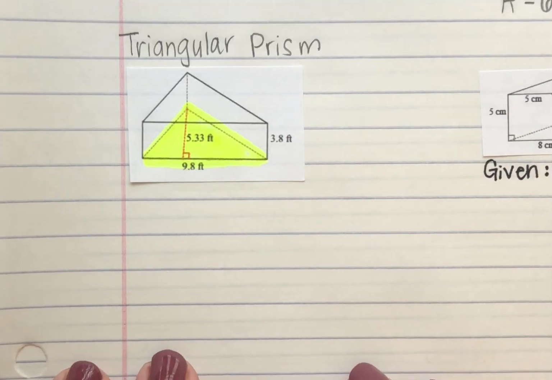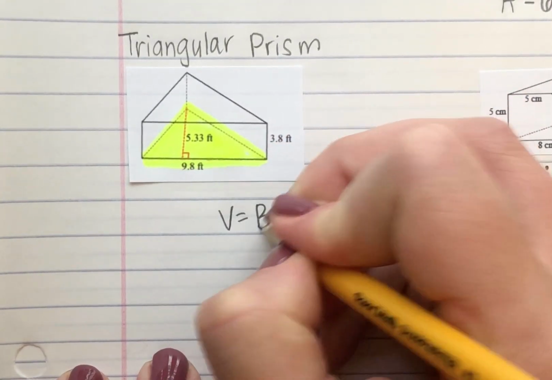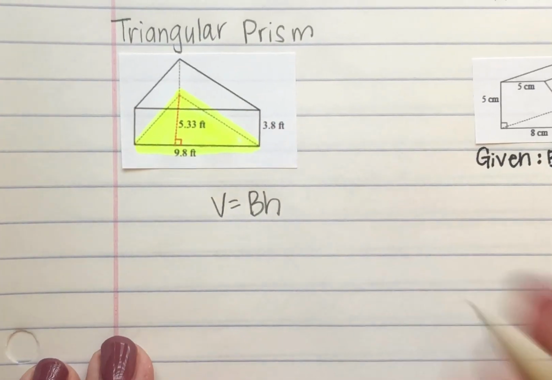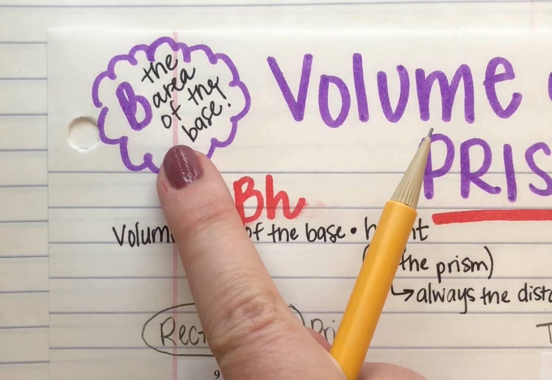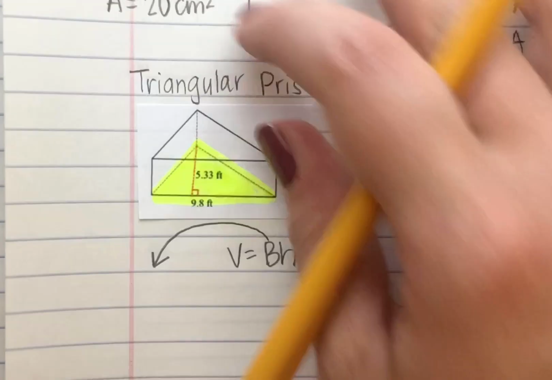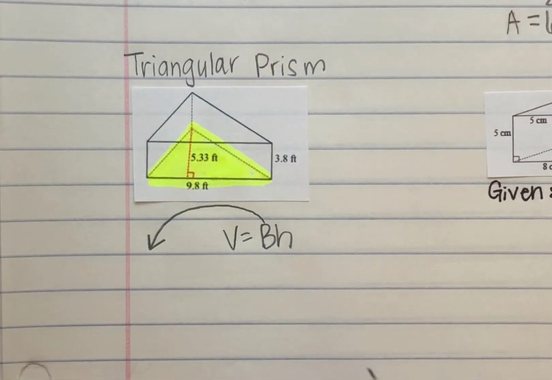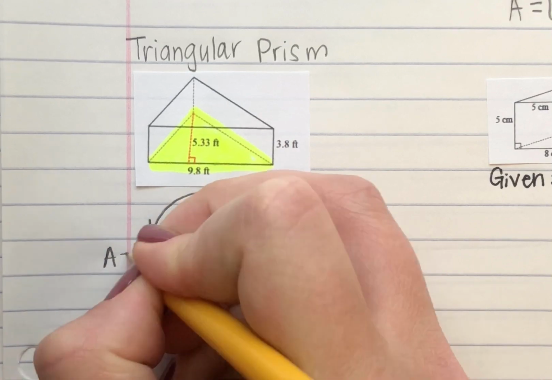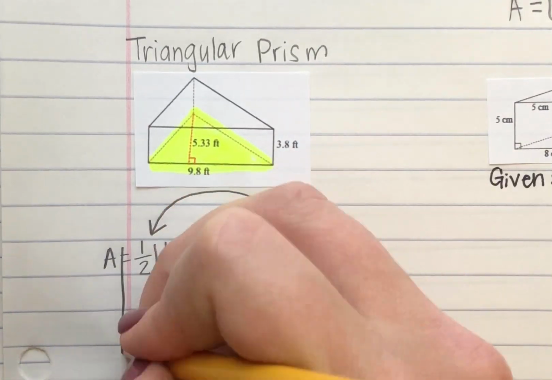Okay, so very first thing we're gonna do, write our formula, V equals capital BH. Should hopefully be a habit by the end of this lesson. To find capital B, remember capital B all the way up here at the top. Capital B was the area of the base. So again, our base is a triangle because we have a triangular prism. So we want to find the area of this triangle. So our area formula for a triangle is 1/2 BH. All right, so let's go ahead and do this.